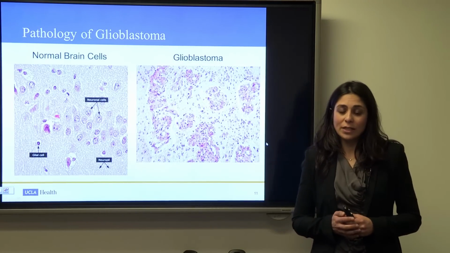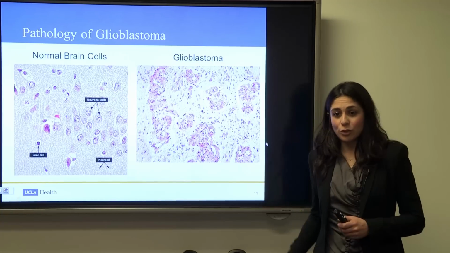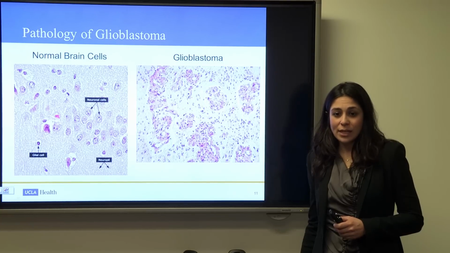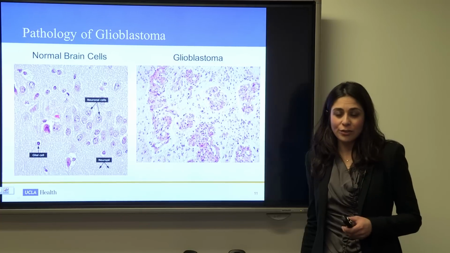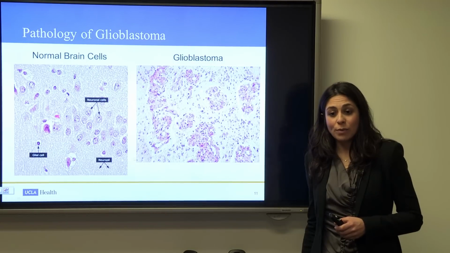Here's a pathology of a glioblastoma. This is what it looks like under the microscope. This is a grade 4 tumor on the right, and on the left is normal brain cells. And you can see here with the normal brain cells, you have the neuronal cells. As I showed earlier in the cartoon format, it was the yellow cell. And here you have the glial cells which surround it.